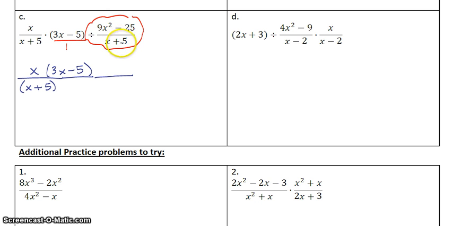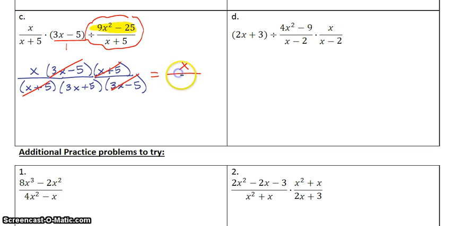Here, remember, flip it, so the x plus 5 goes to the top. And this part right here, 9x squared minus 25, I'm thinking difference of squares. So I'm thinking 3x plus 5, 3x minus 5. Cancel, cancel. x over 3x plus 5 is our final answer.